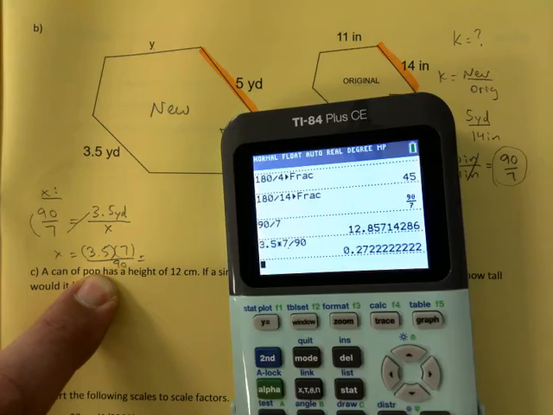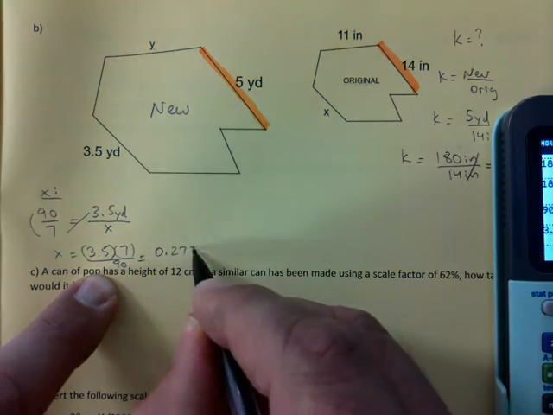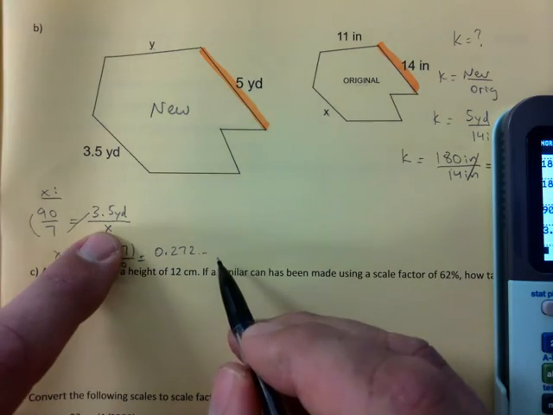Is that right? I think so. 0.2722, and I'm in yards.